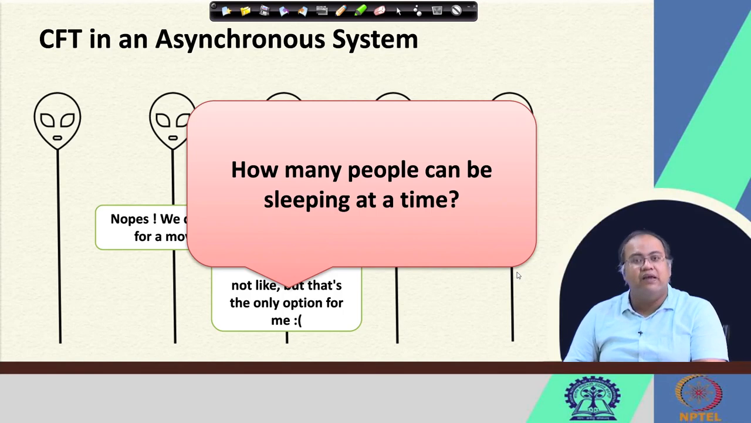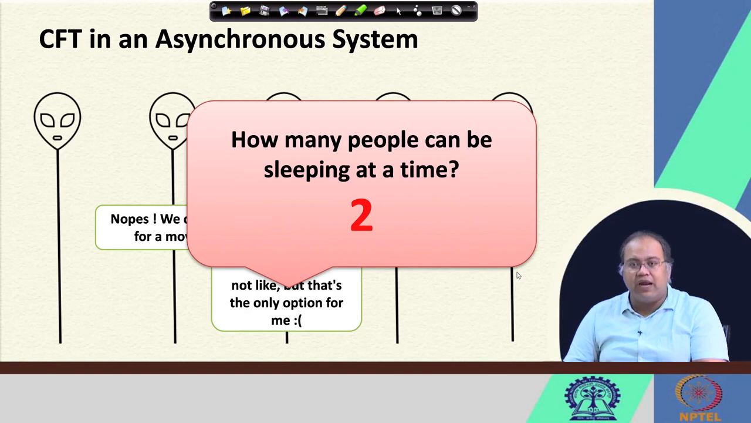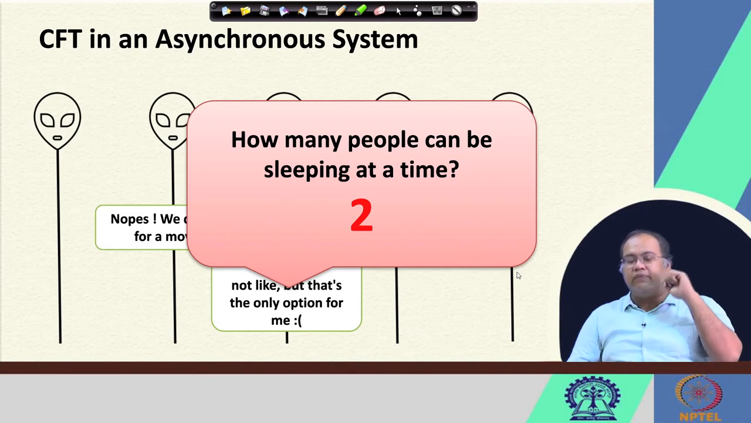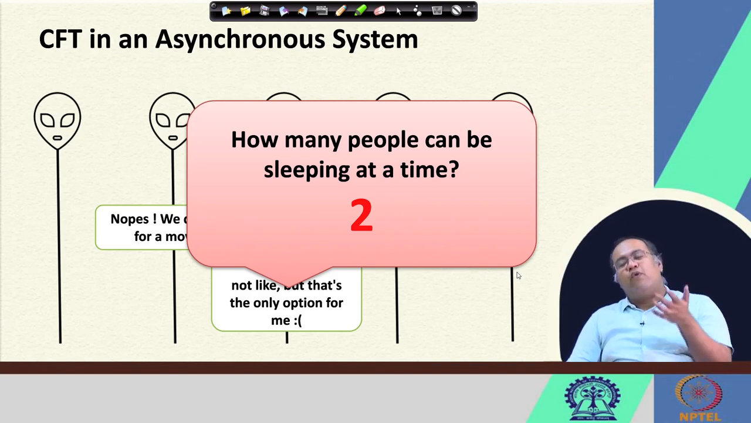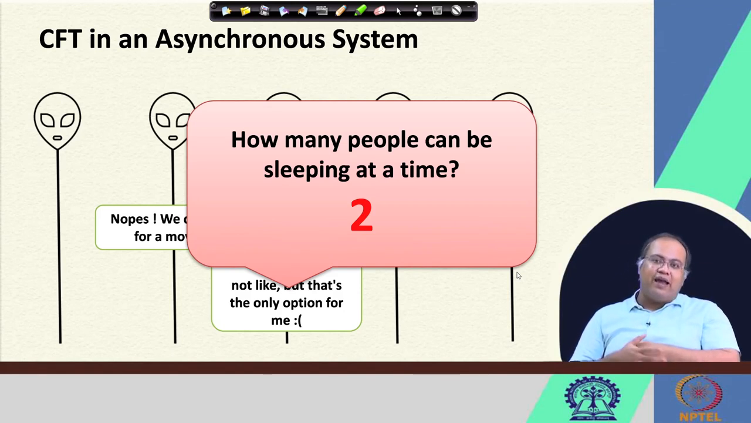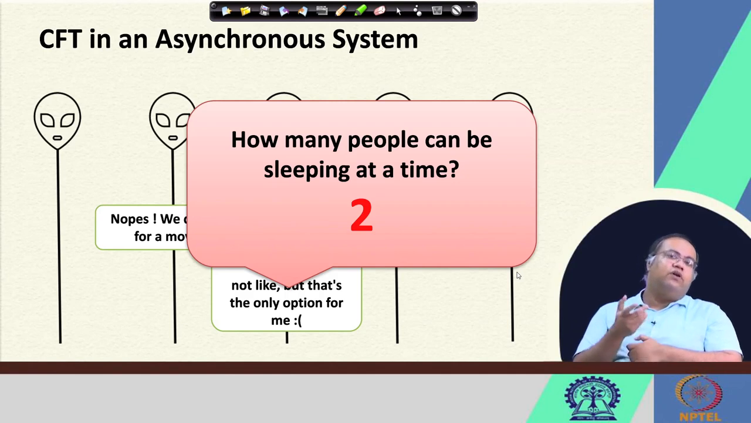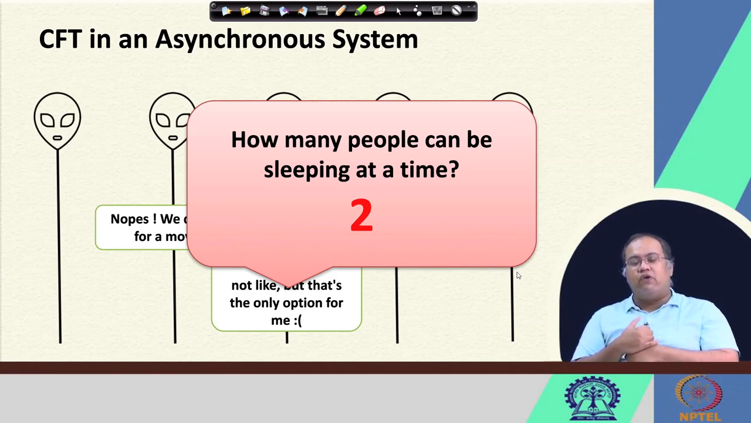in an asynchronous system. But in an asynchronous system, to guarantee that the majority of the people actually reply back, I need to ensure that no more than 2 people are sleeping at a time. So you have 5 friends; if 3 of them are sleeping, then you cannot reach a consensus, because you will not get the voting from the majority. Once you get 3 votes, you know that we had 5 in our group and I have received 3 votes. That is the kind of majority, so we can go with that.